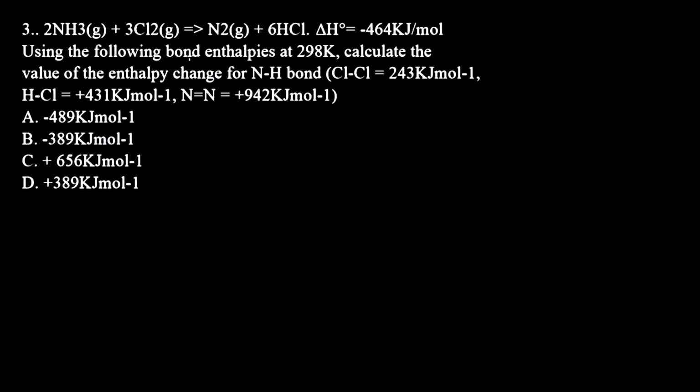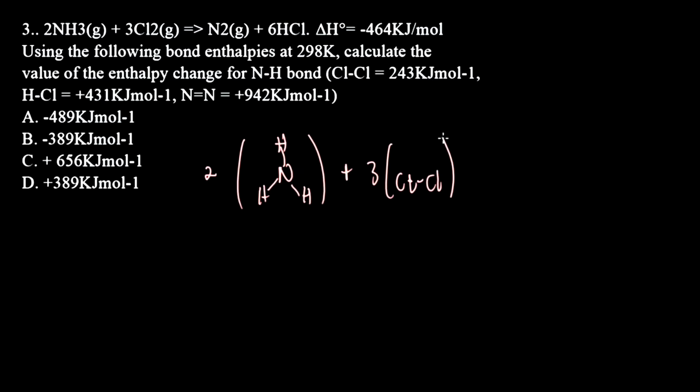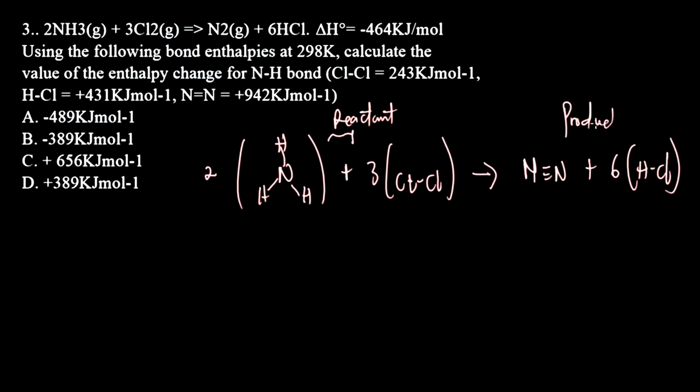See this question again. So using the following bond enthalpies at 298 Kelvin, calculate the value of the enthalpy change for the NH bond. So we want to calculate the enthalpy change for a particular bond. So this is the equation, and we can also write it as 2 moles of NH3 plus 3 moles of ClCl bond. So given we have 1 mole of just N triple bond N, right? And then we have 6 moles of HCl bond. So this is a reactant and that is the product, right? So the enthalpy equals the bond energy of reactant minus bond energy of product.